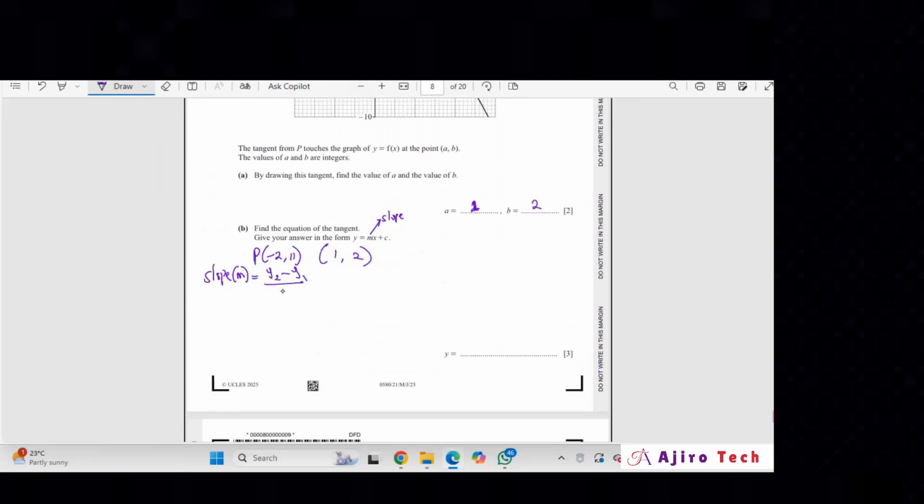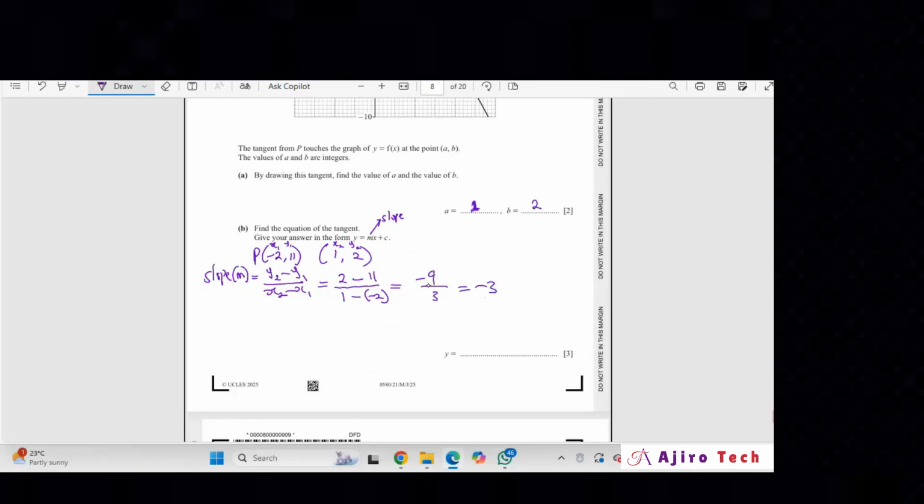Y2 minus Y1, S2 minus S1. So we're going to have S1, Y1, S2, Y2. So S2 is 2, Y1 is 11, all over S2. Y1, S1 is what? Minus 2. So this will give us minus 9 all over 3. And that will give us minus 3.